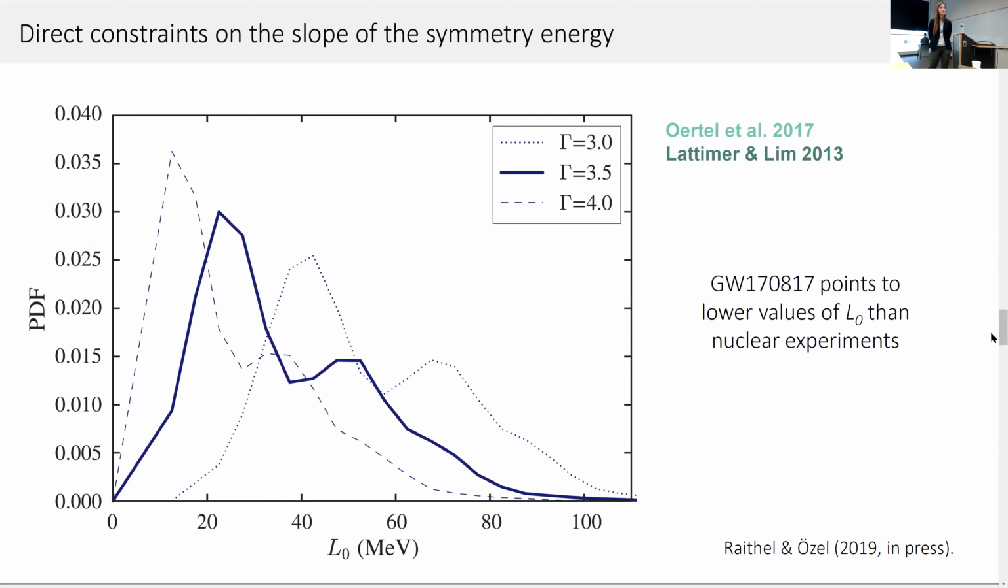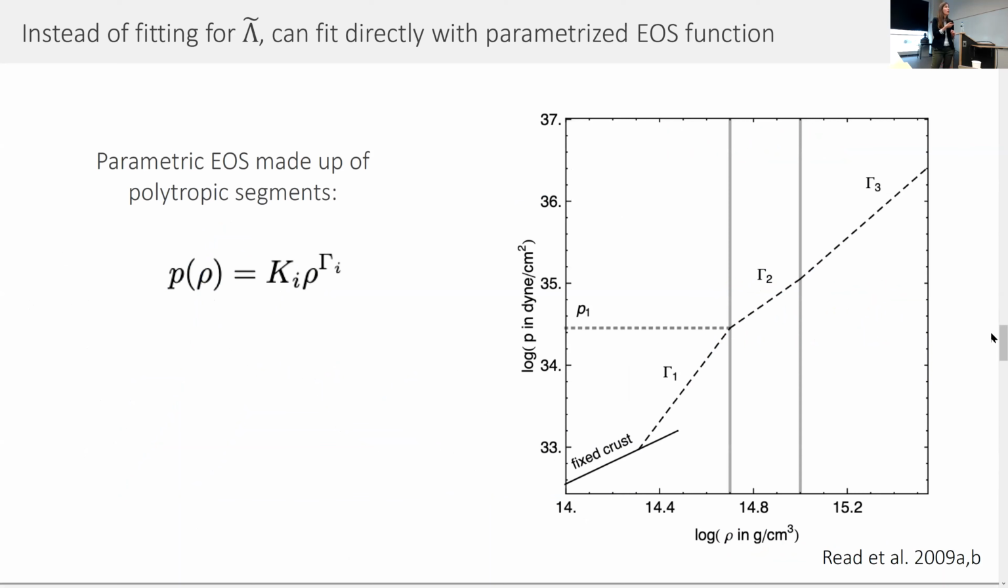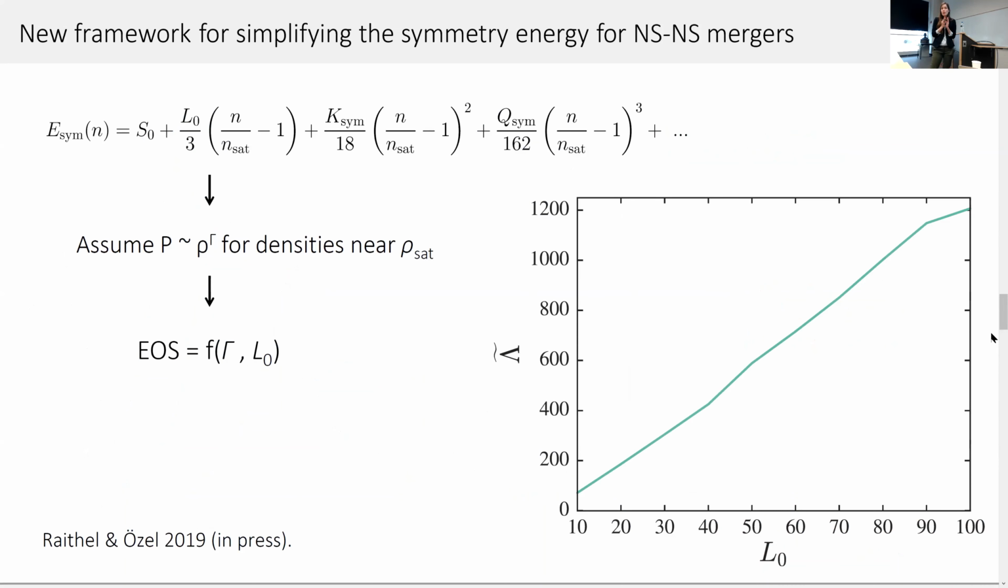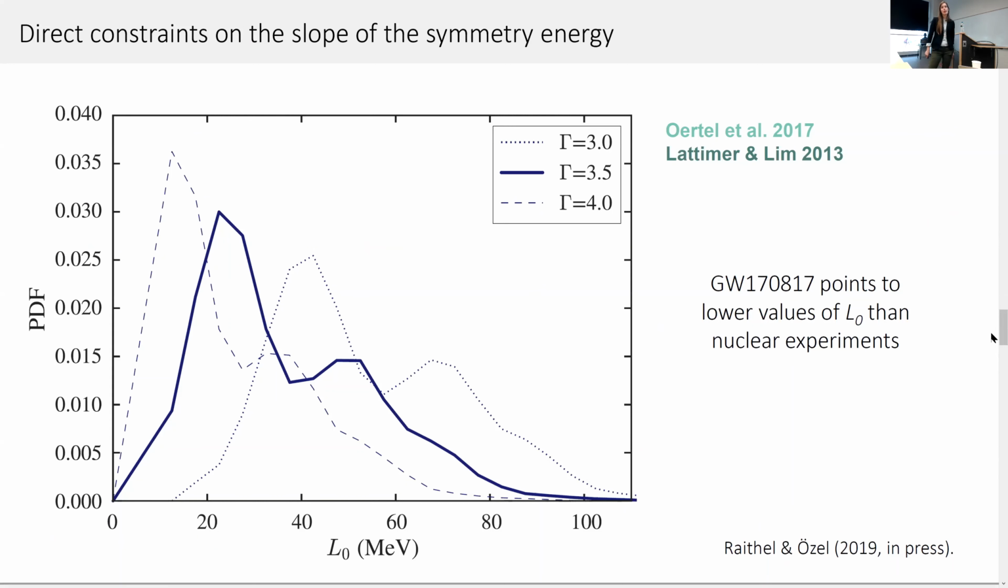Can you explain what is the difference between gamma and... Yeah, so this is the power law that we're assuming for our equation of state, just between 1 and 3 times saturation. And we find that when you draw from realistic values for these coefficients, gamma of 3.5 is strongly preferred, but gamma of 3 and 4 are also still allowed, which is why we're showing them here. But it's pretty sharply peaked at gamma 3.5.